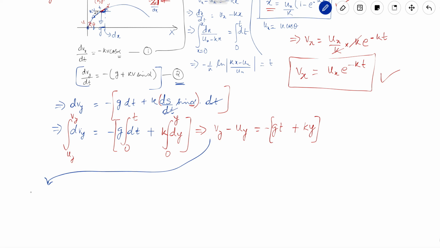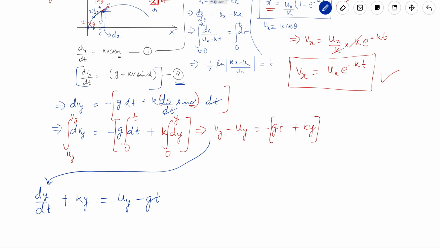vy is what? It is dy over dt. I am taking ky to the left side, so it becomes plus ky, and now I am taking uy to the right side, then it becomes uy minus gt. So why am I doing this?